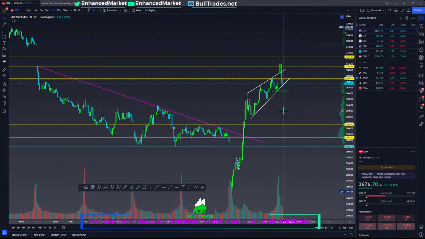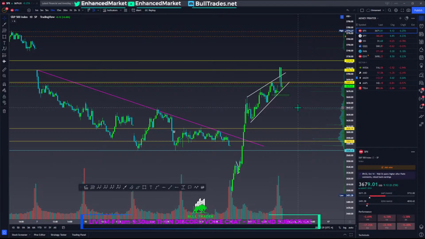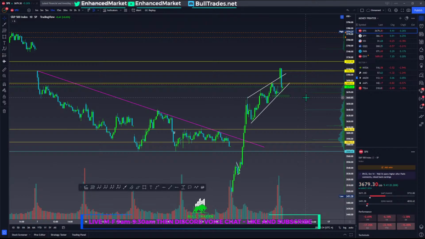Contracts whipsaw back and forth. They go from minus 20% to plus 20% and back to even. You can't look at that. You just need to follow the chart.